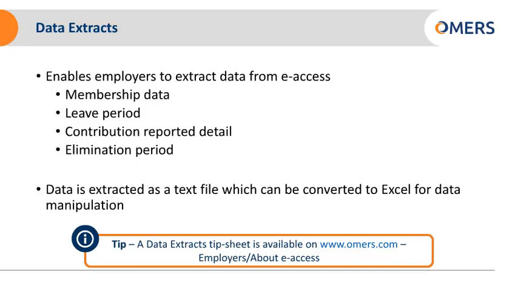Types of data extracts include membership data extract, leave period extract, contribution reported detail, and elimination period extract. When you first extract, the data will be provided in a text file which must be converted in Microsoft Excel. There is a data extract tip sheet that is available on omers.com. This tip sheet provides you step-by-step instructions on how to convert the scrambled text file into legible data that can easily be manipulated using the Excel application.